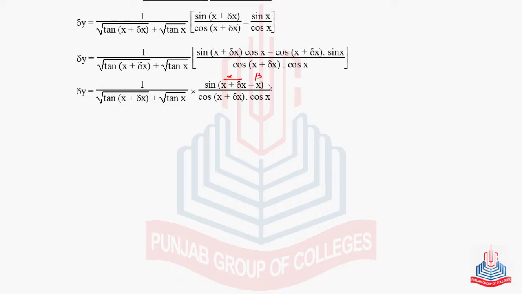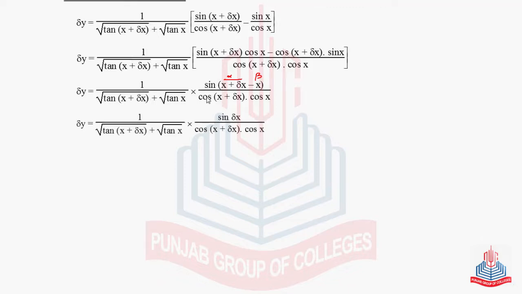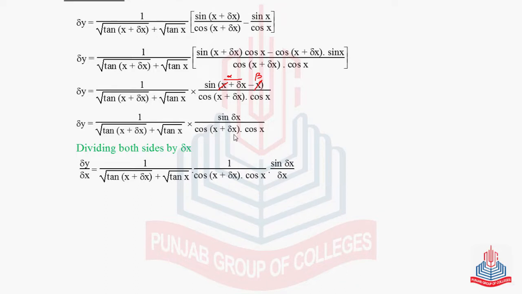The denominator will be unaffected and remain the same in both of these expressions, and delta y will become 1 over square root tan x plus delta x plus square root tan x, and here x and minus x will be cancelled out. We have sine delta x, and in the denominator cos of x plus delta x into cos of x will be as it is. Dividing both sides by delta x, delta y by delta x equals 1 over square root tan x plus delta x plus square root tan x, times 1 over cos of x plus delta x into cos of x, times sine delta x divided by delta x.